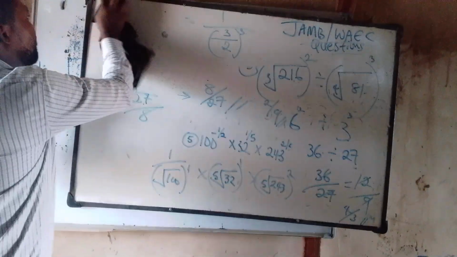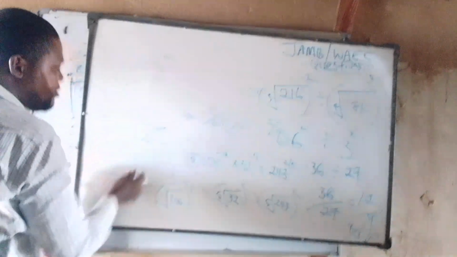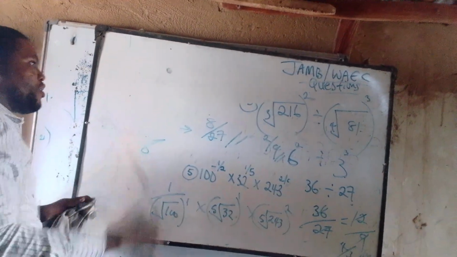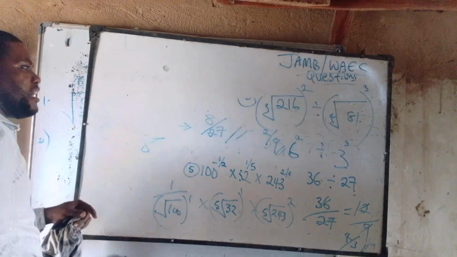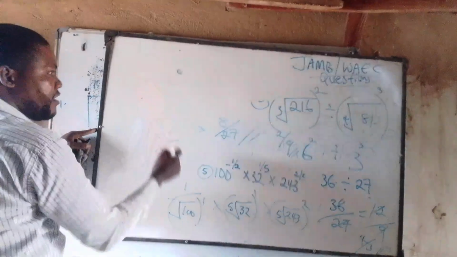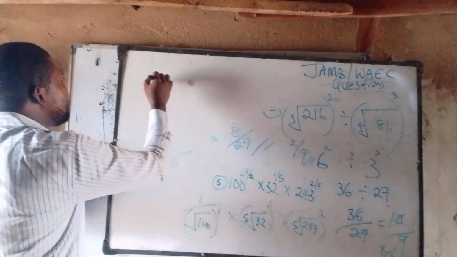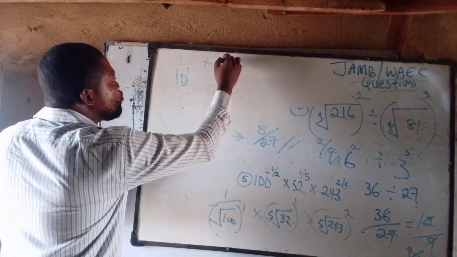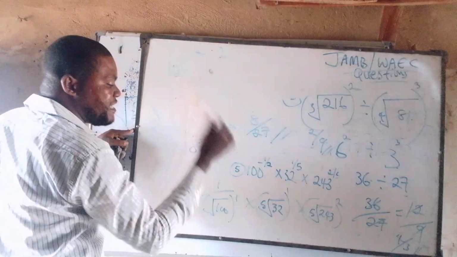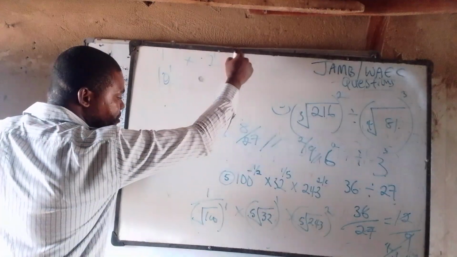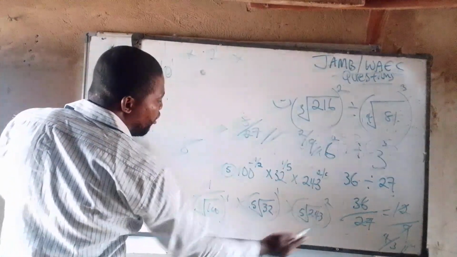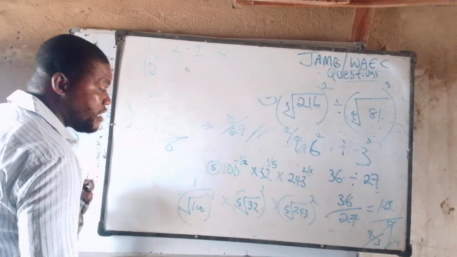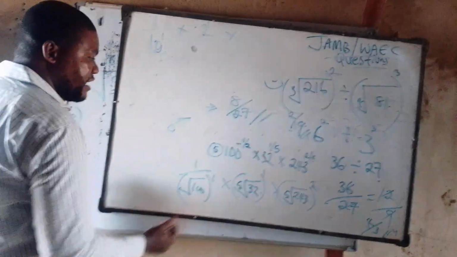If I solve this further, what will I get? It will be 1 over the square root of 100, which is 10, raised to the power of 1, times the 5th root of 32, which is 2: 2 times 2 times 2 times 2 times 2, 5 times, is 32. I'll pick only one of the 2, raised to the power of 1, times the 5th root of 243, which is 3: 3 times 3 times 3 times 3 times 3, 5 times. Help me confirm, please: 3 times 3 times 3 times 3.